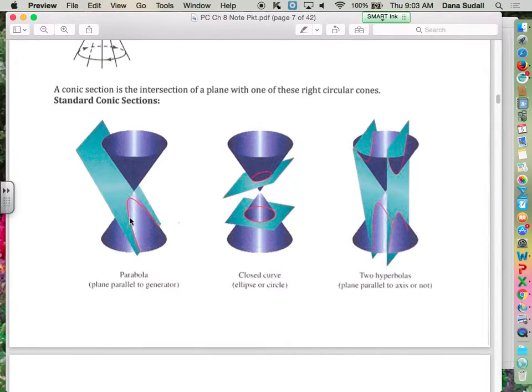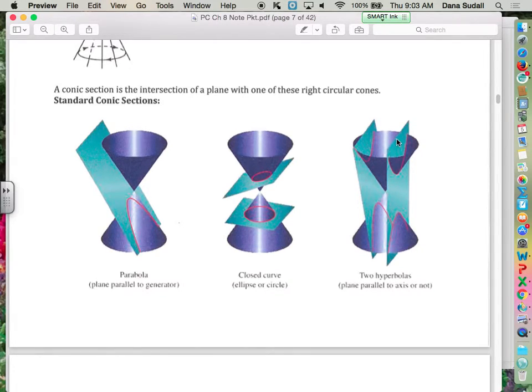But if I take a cone, and this is called a double napped cone, it has two cones on top of each other. They're connected at their vertex at that point there. And depending on how I slice the cone, I get different shapes for the cross section. So you can see this one that's kind of slanted here. This cross section forms a parabola. If I take a plane and I slice straight across that cone there, the cross section is going to be a circle.